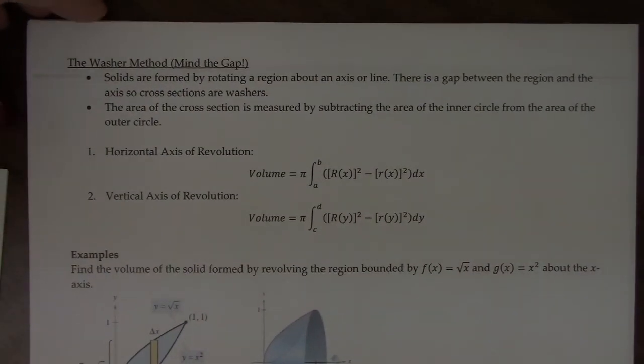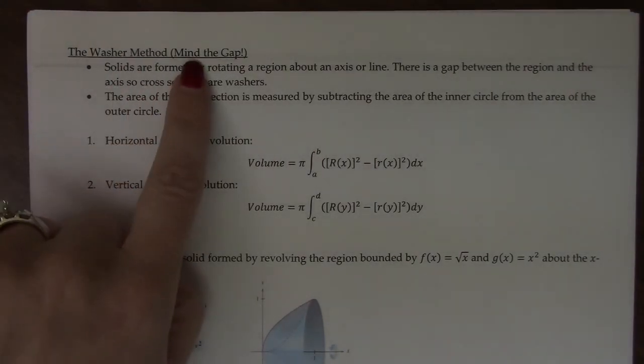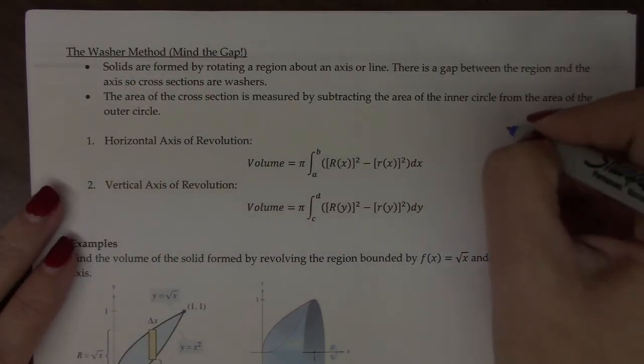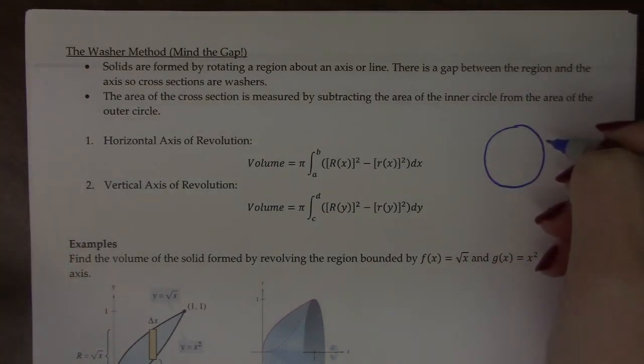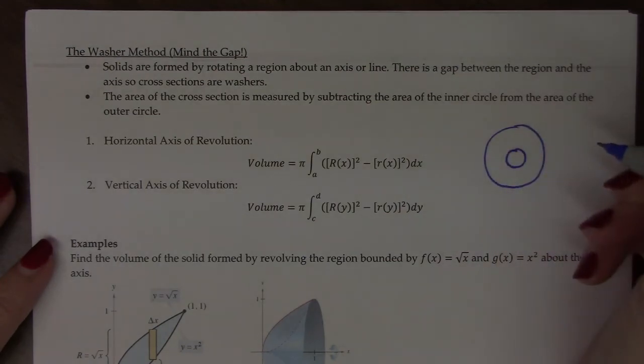Okay. The washer method is actually the same as the disk method with one slight little twist. So I always say mind the gap, right? A washer is something that a lot of people know from using a nut and a bolt, right? So a washer is a ring with a hole in it.